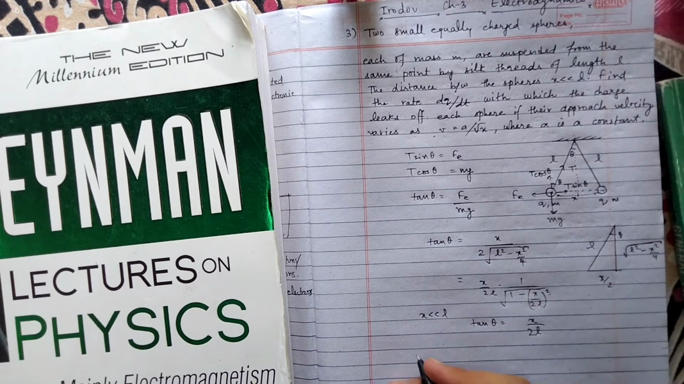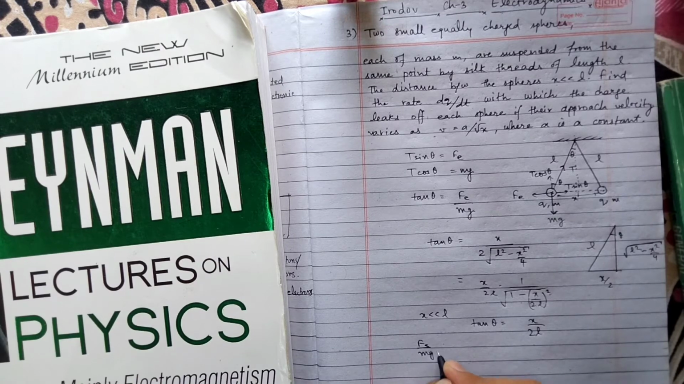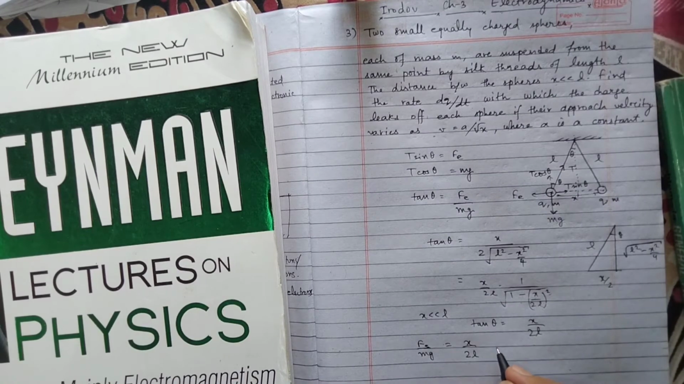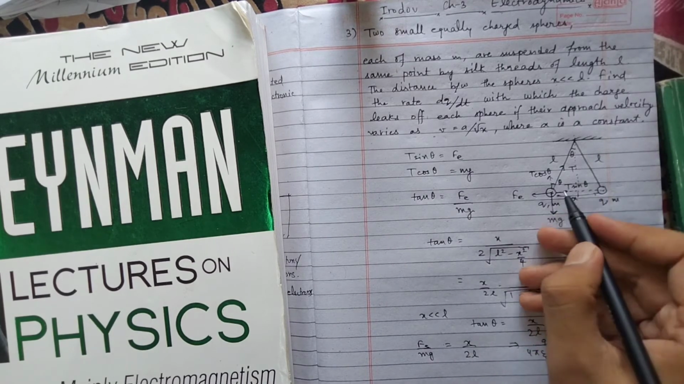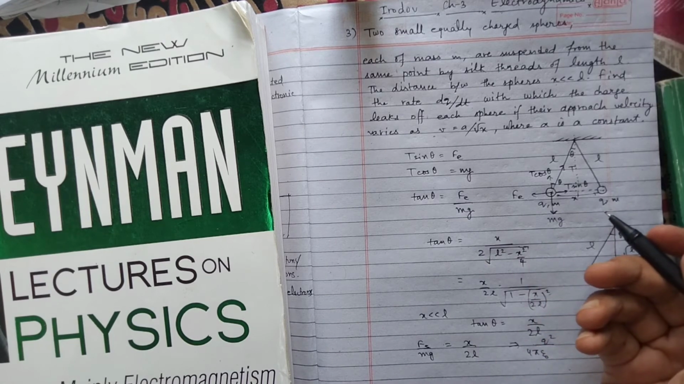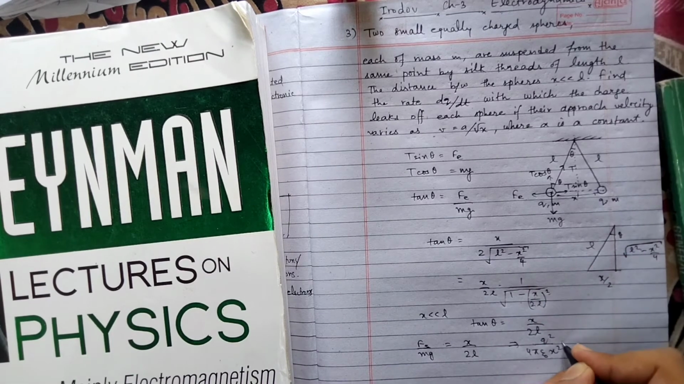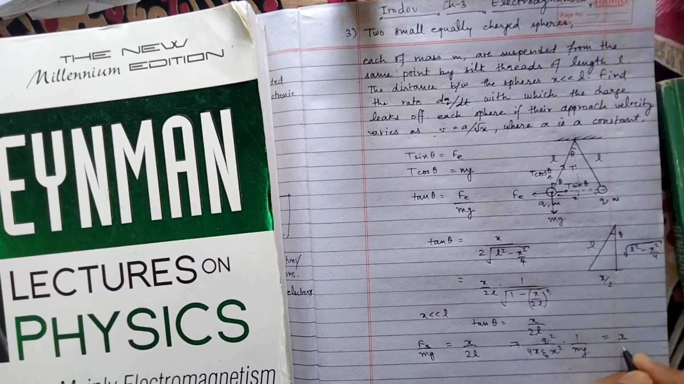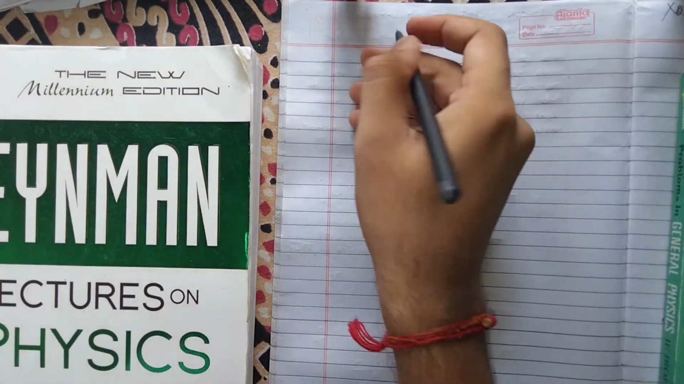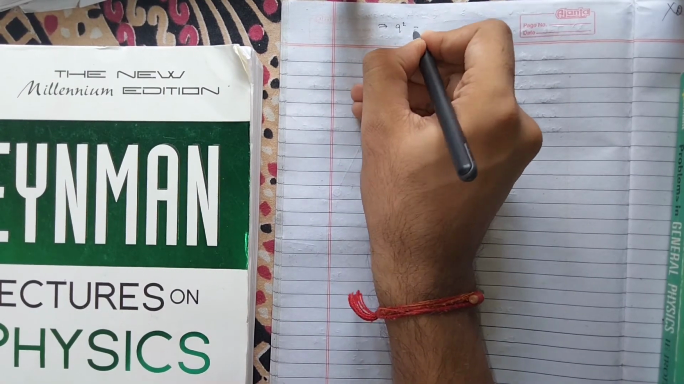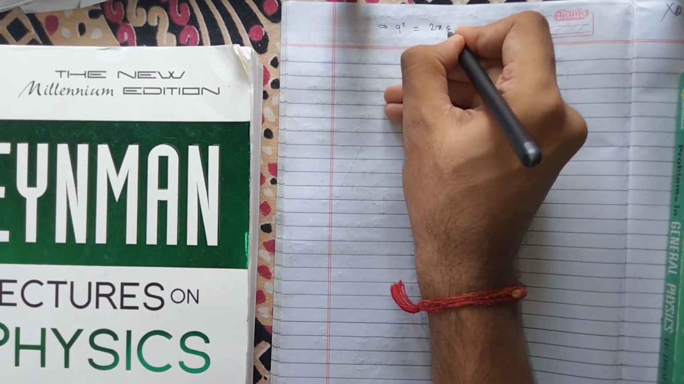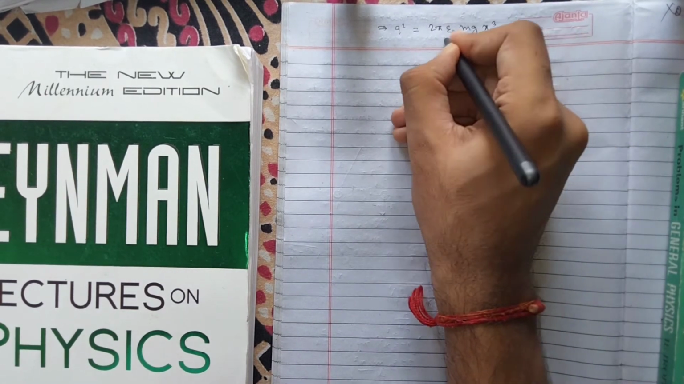You equate these two quantities. So Fe by mg would be equal to x by 2L. Now you place the value of Fe, which was q square over 4 pi epsilon naught x squared, times 1 by mg, is equal to x by 2L. So q square is given by 2 pi epsilon naught mg x cube over L.